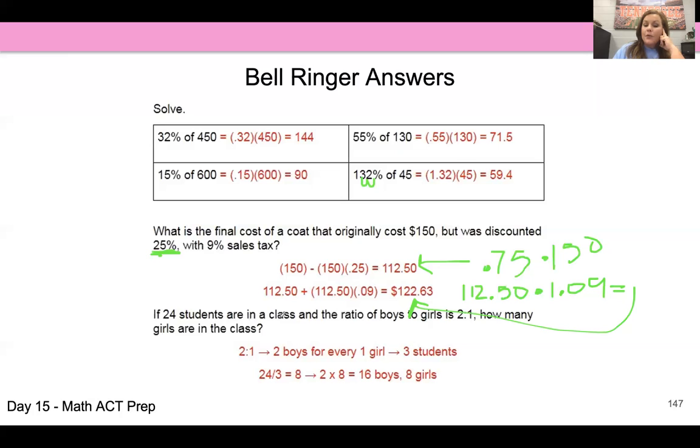Here you've got 24 students in a class. The ratio of boys to girls is for every 2 boys, there's 1 girl. So you got to remember that's 3 students total, 2 boys, 1 girl, that's 3. So that's 24 students divided by 3. That means there will be 8 groupings of 3. So that means there'll be 8 girls, 16 boys.